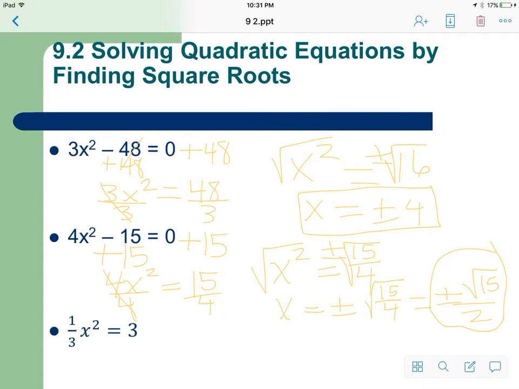That's what a lot of quadratic equation solutions are going to look like. The last one here, when you have a coefficient that's a fraction, multiply both sides by the reciprocal. So multiply both sides by 3 over 1, or just 3. And that way this all cancels. 3 over 1 times 1 over 3 cancels to 1. And you get x squared is equal to 9. And then take the square root of both sides. And it'll be x is equal to plus or minus 3.